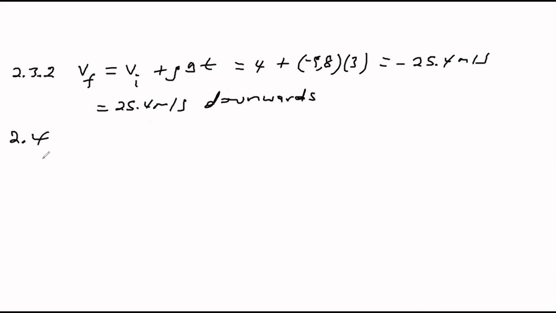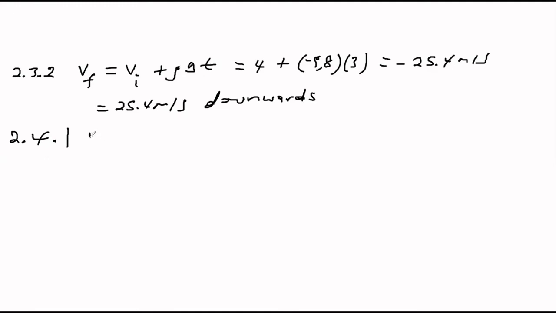Okay, question 2.4. What is question 2.4? Calculate the initial velocity after the first bounce. We need to calculate the velocity of the ball when it leaves the ground after the first bounce. Okay, that is 2.4.1.